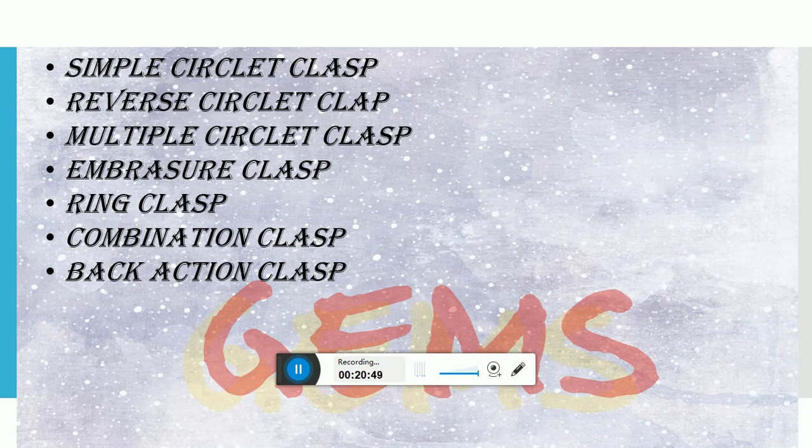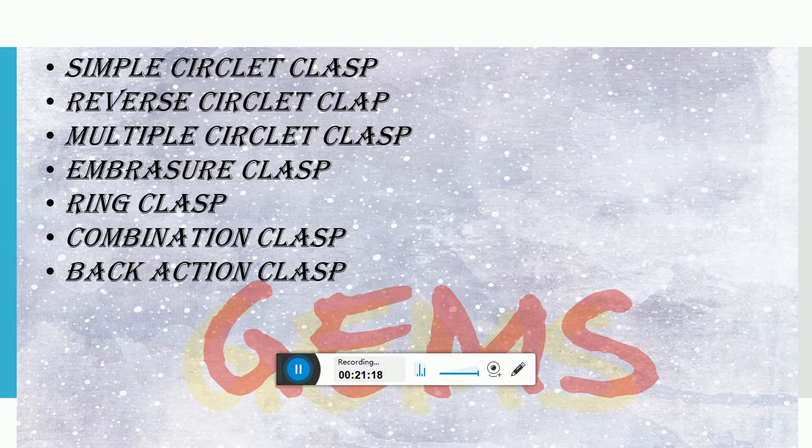Got it? Now repeat again. Mesial undercut, mesiobuccal undercut, only one direction, that is buccolingually, not occlusogingivally. And it cannot be used for the distal extension cases because it engages only the mesiobuccal undercut. And this is best for the tooth supported partial denture, and it engages the undercut located away from the edentulous space. Done. This is about the simple circlate clasp.